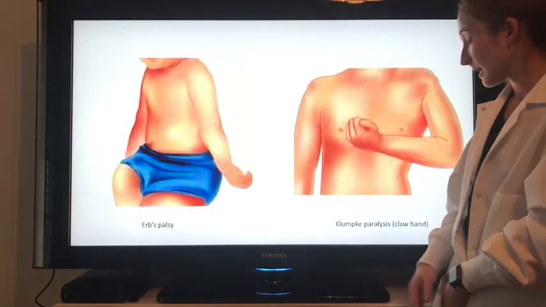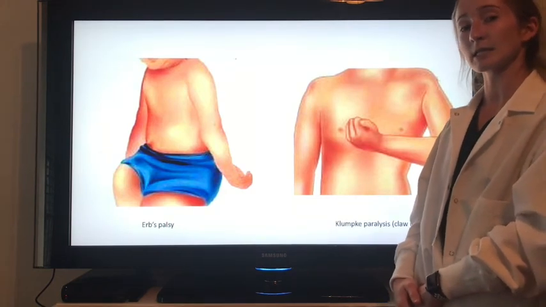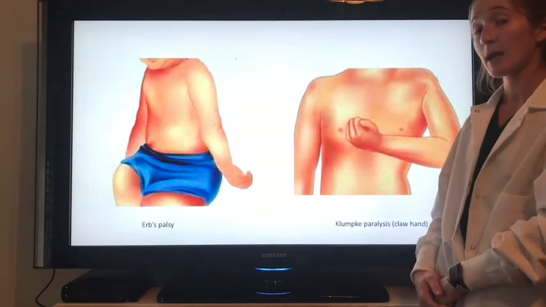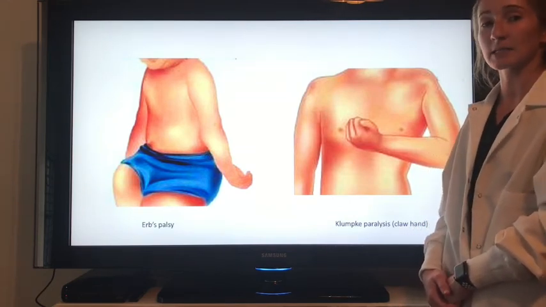Klumpke paralysis is less common. It occurs when there's an inferior lesion in the plexus at root C8 or T1. It occurs when there's an excessive superior pull on the arm and clinically presents as the claw hand.